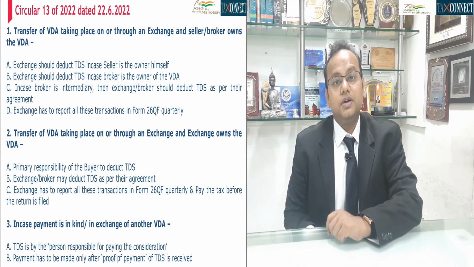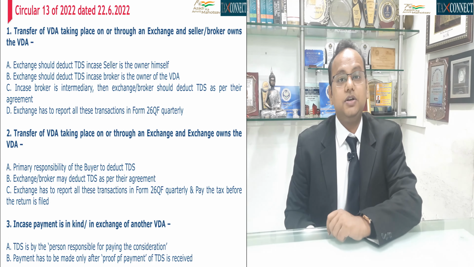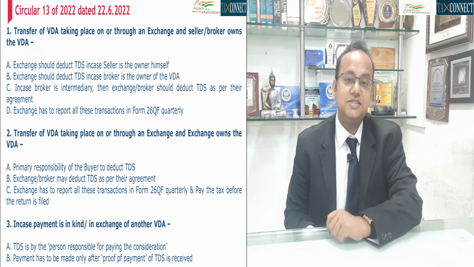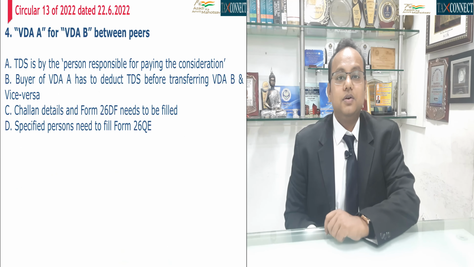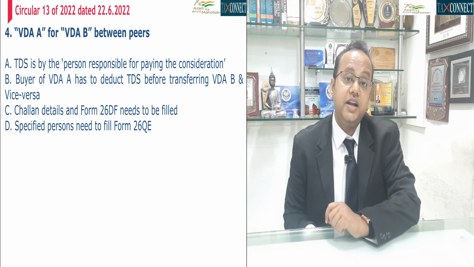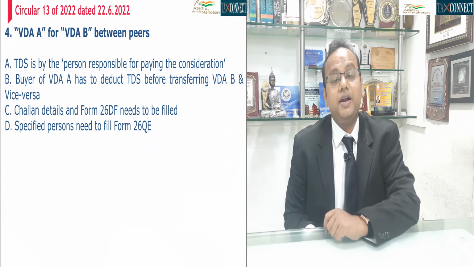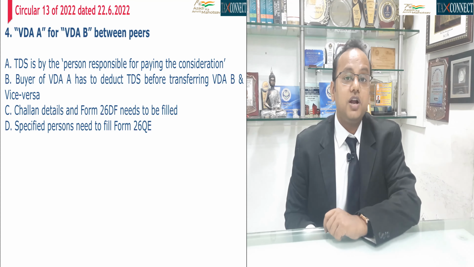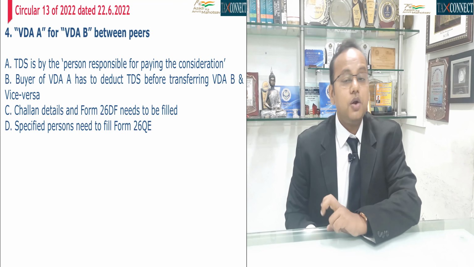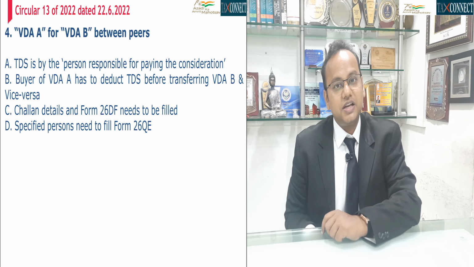In case the exchange is buying the VDA, then of course the exchange is liable to deduct the TDS, as the primary responsibility of deducting TDS under 194S is of the buyer of the VDA. One important question which has been clarified in detail by this circular, and which would be very useful in implementing this TDS, is an exchange of one VDA for another. Say VDA A is being exchanged by A with VDA B by B. Would the TDS apply on both the transactions or not?